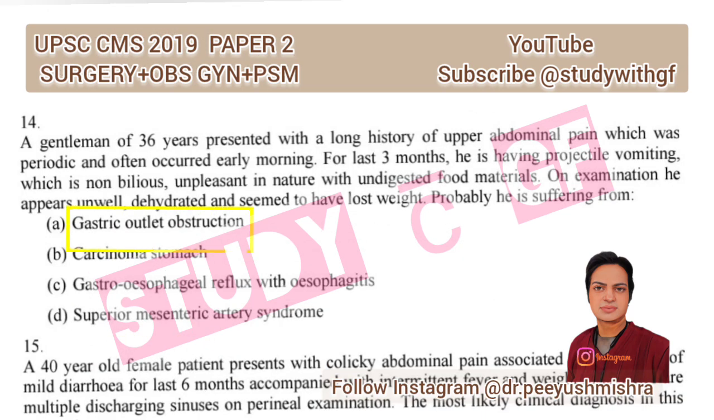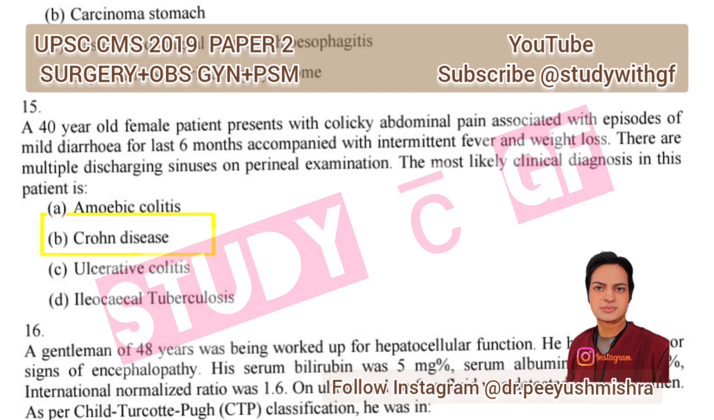A gentleman of 36 years presented with a long history of upper abdominal pain which was periodic and often occurred early morning. For the last 3 months, he is having projectile vomiting which is non-bilious, unpleasant in nature with undigested food materials. On examination, he appears unwell, dehydrated and seemed to have lost weight. Probably he is suffering from gastric outlet obstruction. A 40-year-old female patient with colicky abdominal pain associated with episodes of mild diarrhea for last 6 months accompanied with intermittent fever and weight loss. There are multiple discharging sinuses on perineal examination. The most likely clinical diagnosis in this patient is Crohn's disease.